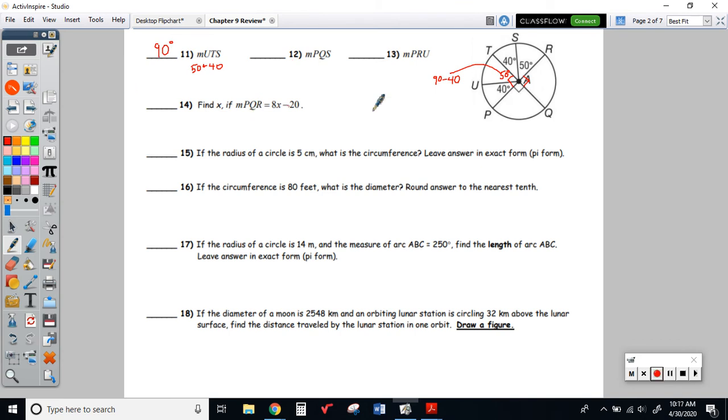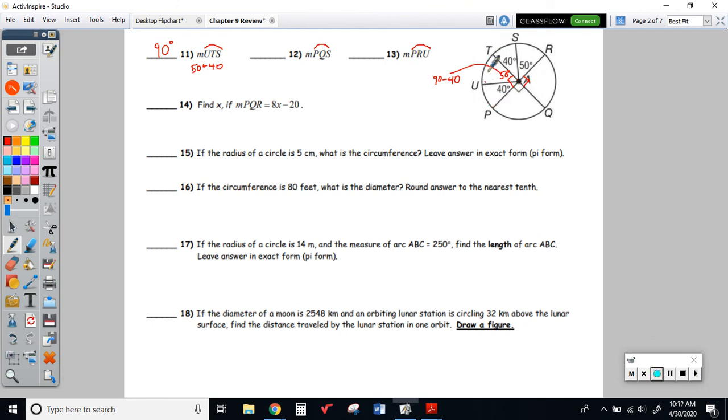And then the measure of PQS, that arc, or that angle, rather, so P to Q to S. This really should be showing an arc. I think it was supposed to be an arc. That's just not showing up on my copy here. So the measure of UTS, PQS, and PRU, all of those things should have the arc symbols over them. So the central angle is going to match up with the arc.